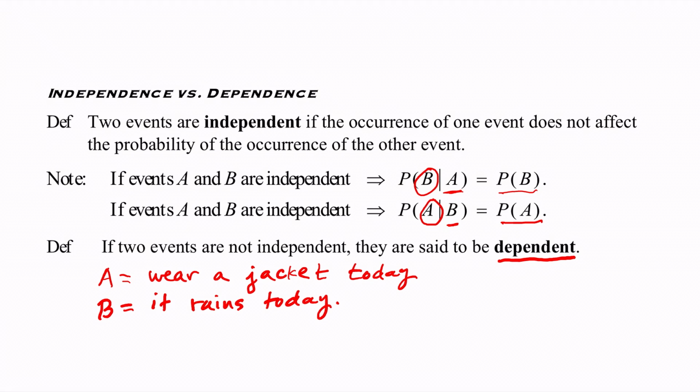So I would say that these two events are dependent because, say, on any given day, maybe I have a 20% probability of wearing a jacket. On the other hand, if I'm given the knowledge that it's raining today, that might change the likelihood or make it more likely that I would be wearing a jacket that day. So we would say that those two events are dependent because the event B, that it rains today, would affect whether or not I decide to wear a jacket that day.